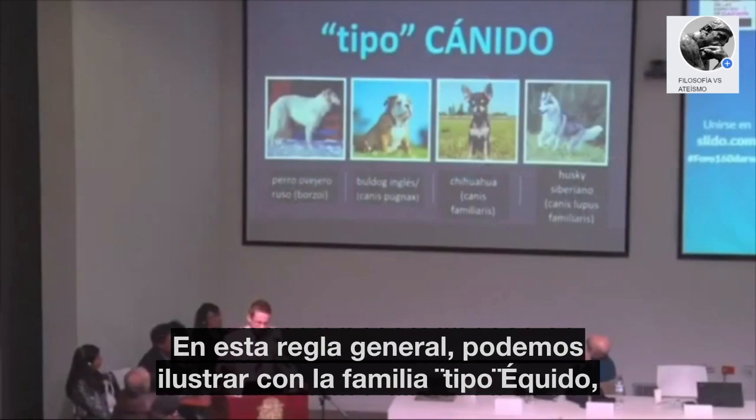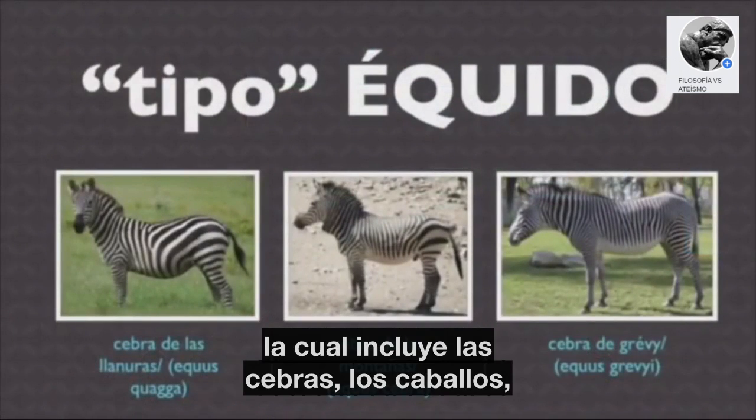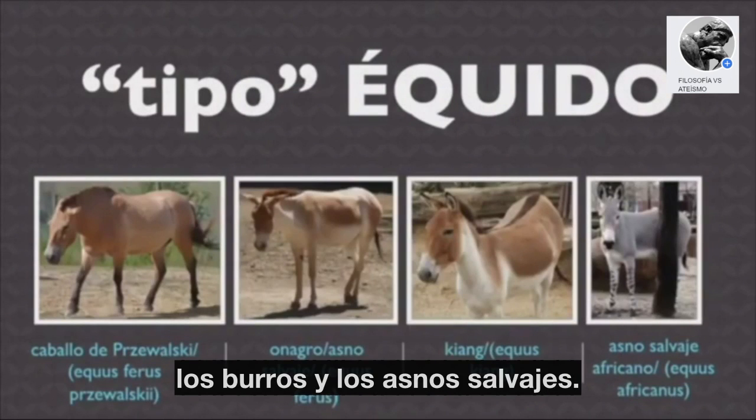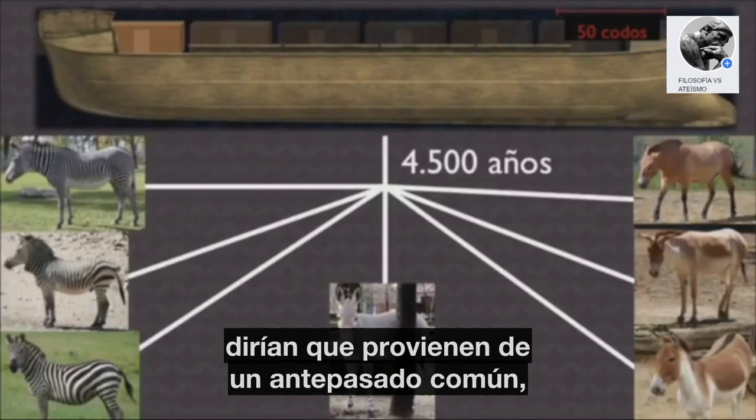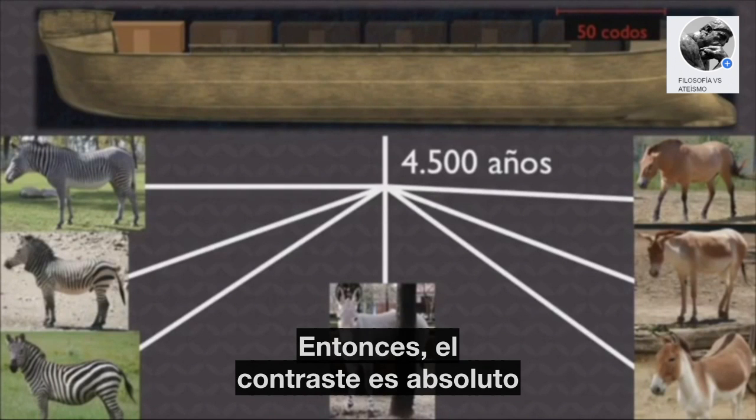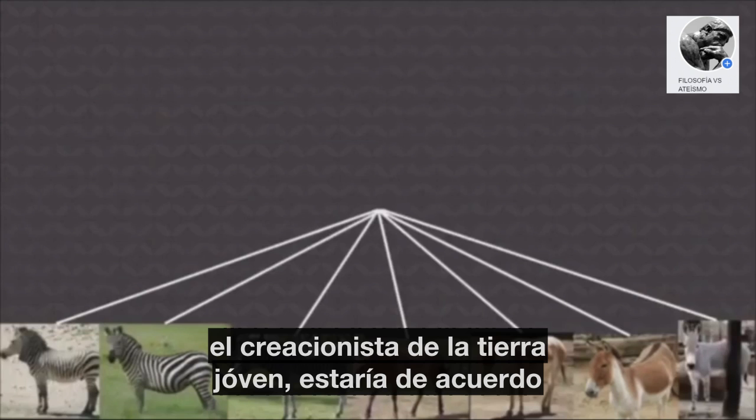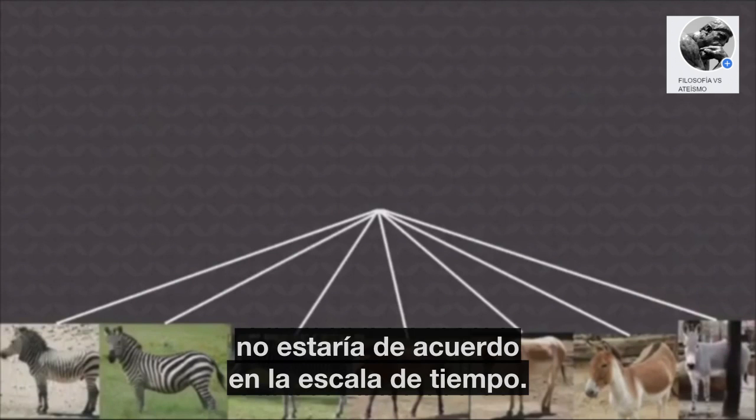In this general rule of thumb, we can illustrate with the family Equidae, that which includes the zebras and horses and donkeys and wild asses. All of these modern young earth creationists would say came from a common ancestor, in this case on board the ark about 4,500 years ago. So the contrast then is stark compared to 1859. Modern young earth creationists would agree that these species have a common ancestor. They would disagree on the time scale.